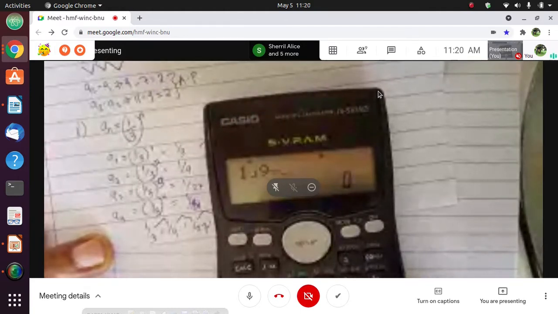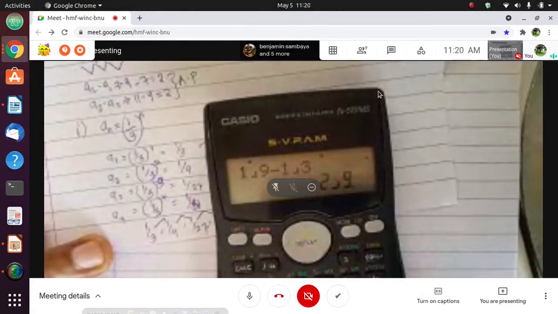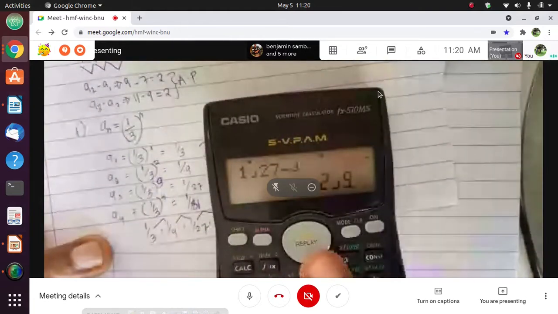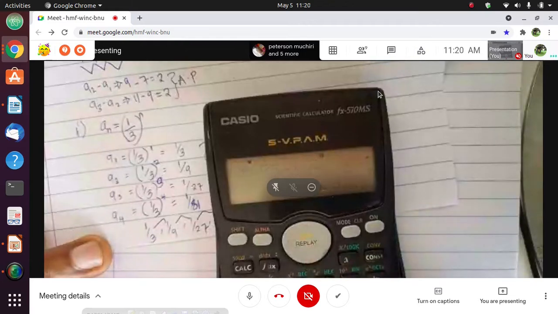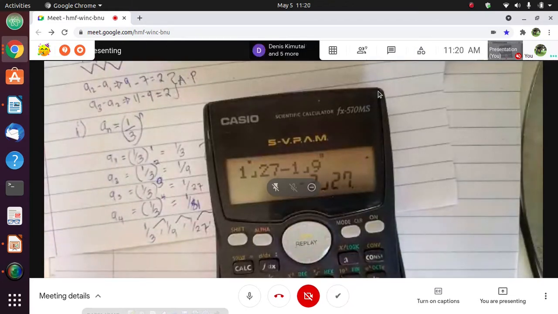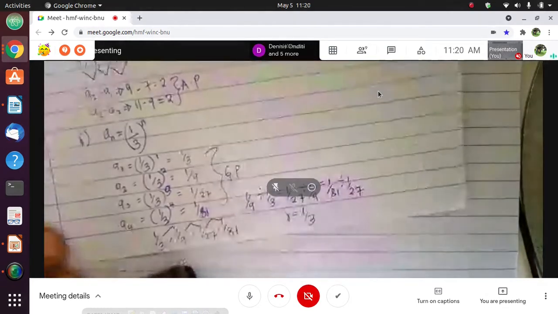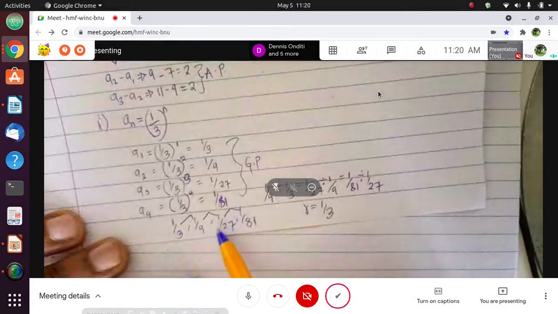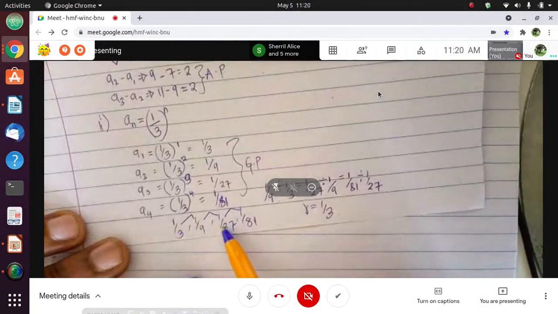1 over 9 minus 1 over 3 gives us negative 2 over 9. If I take 1 over 27 minus 1 over 9, it gives me negative 2 over 27, meaning that the difference between these successive numbers is not the same. So this is therefore not an arithmetic progression, but a geometric progression.